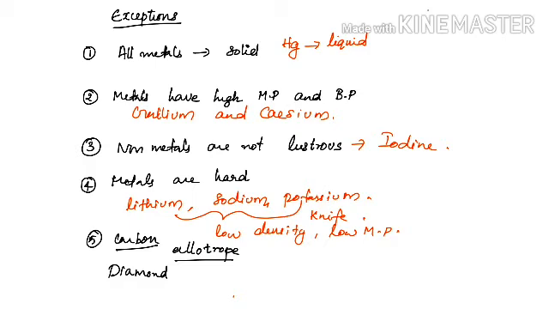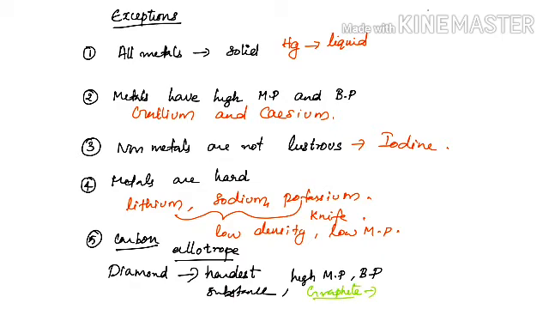Non-metals are supposed to be soft, but diamond is the hardest substance, right? Carbon is a non-metal, so non-metals are not hard, but diamond, which is a form of carbon, is the hardest substance ever known. And it has a high melting point and boiling point also. Okay, another allotrope of carbon is graphite. Normally, non-metals are not good conductors of electricity, but graphite will conduct electricity.